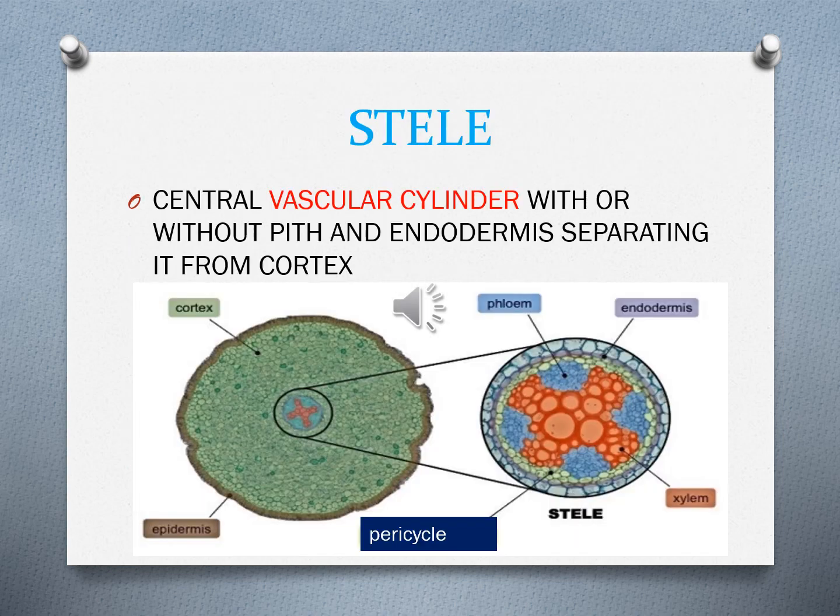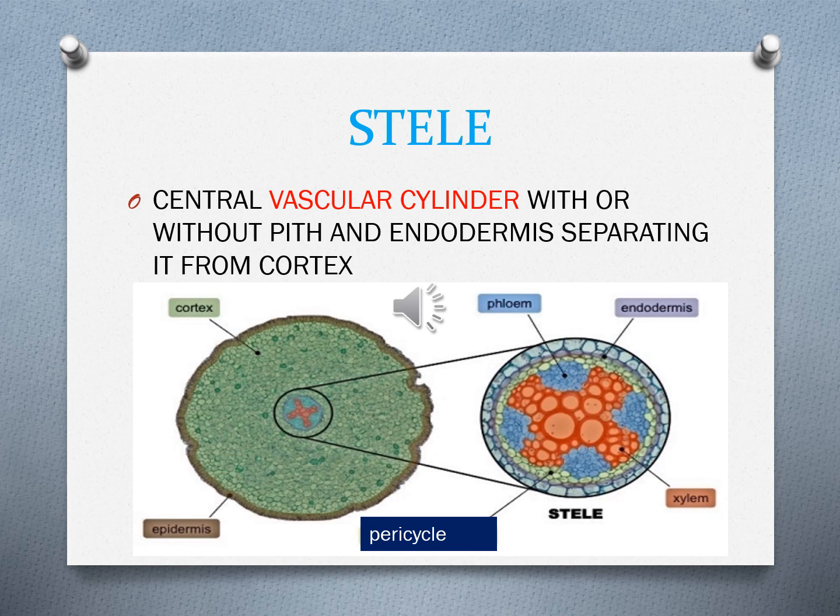Coming to the topic, stelar evolution in Pteridophytes. What is a stele? Stele is the central vascular cylinder. Vascular cylinder means xylem and phloem, with or without pith, and endodermis separating it from cortex. Stele is nothing but the endodermal region, the vascular bundles, and sometimes a central pith.